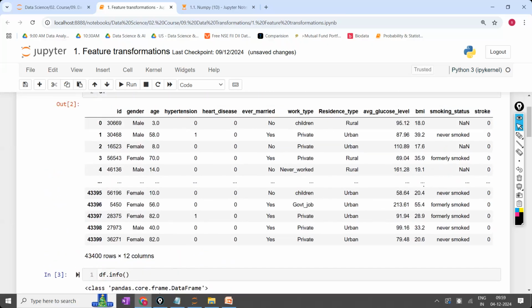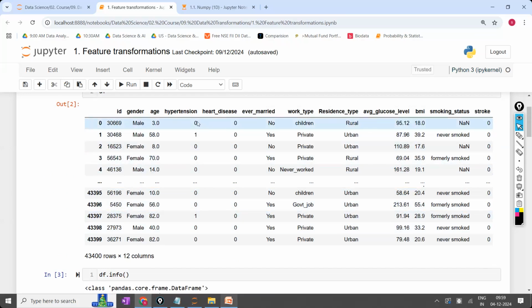So here this is a stroke prediction data set, where we are going to analyze which type of people are generally getting the stroke. Here we have the ID, gender, age of the person, whether the person has hypertension or not, any earlier heart disease problem, whether he has got married, what is the work type, what is the residence type, average glucose level, BMI, smoking habits, and whether the person has had a stroke or not.